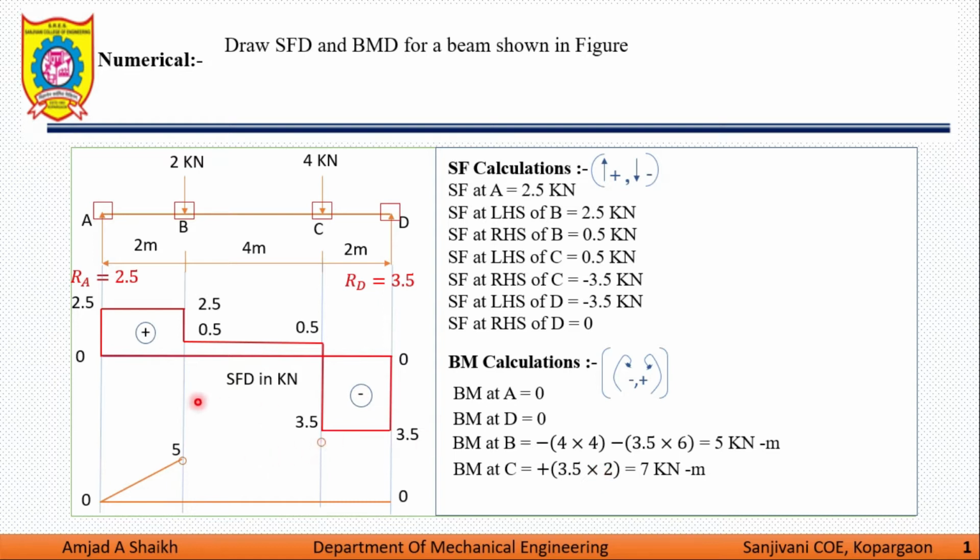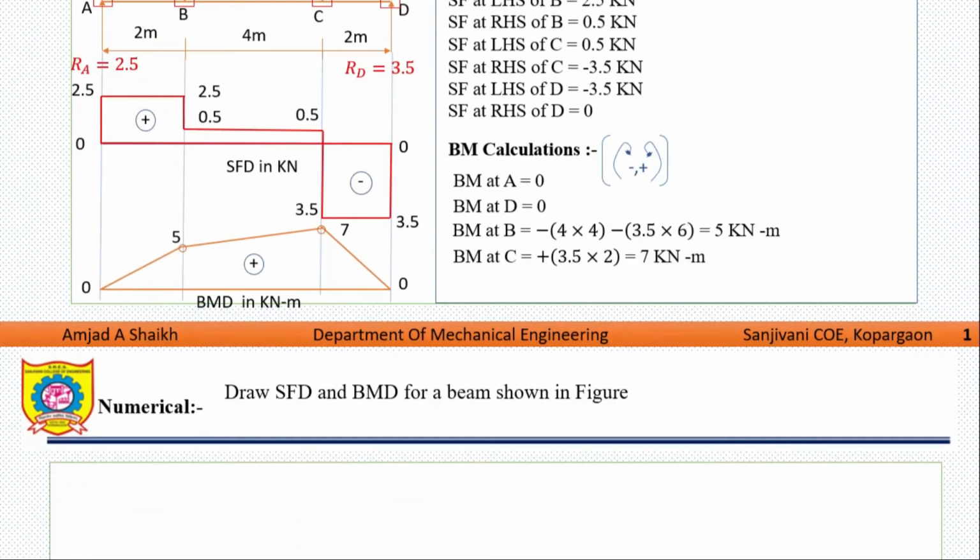So we are plotting over here. 7 is slightly above the 5. We join this 5 with 7 by a line. After this, we can join this to 0. So this is my bending moment diagram. Positive BMD. Unit of BMD is kilonewton meter. So this is how we can draw SFD and BMD with the help of simple steps.